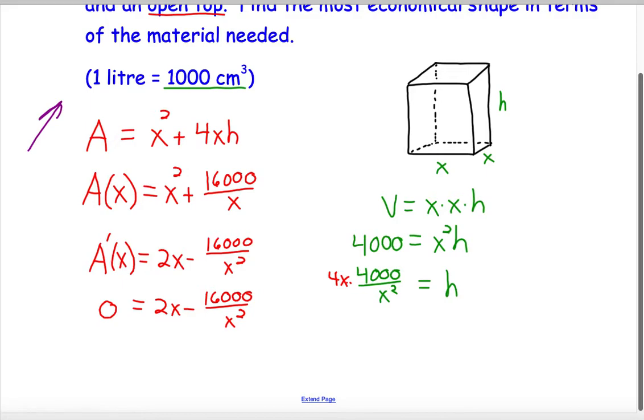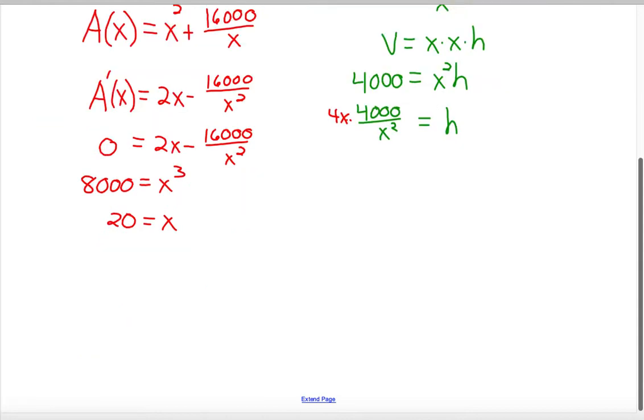And if I move that fraction over to the other side and simplify, I'm going to get 8,000 is equal to x cubed. So that means x is going to equal 20. All right, now we need to verify, is this indeed a minimum? I can find the second derivative if you like, but I'm just going to do a sign chart on this one.